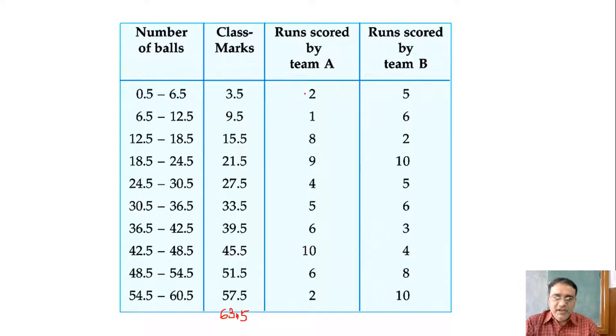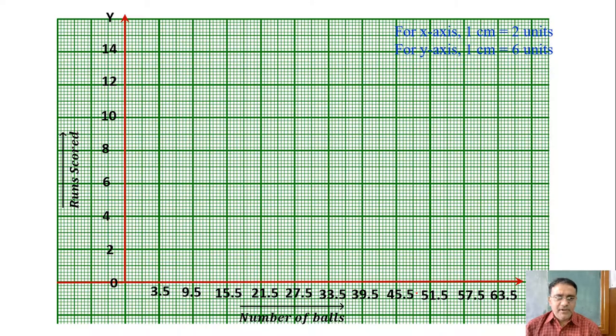Okay, so now we have to plot for team A. We are starting for team A. So 3.5, 9.5, 15.5. We will take a class unit of 6 for the x axis, and for the y axis we can take up to 10. But our graph is very small, so I will take 2 units. Okay, so is this clear, the units? Yes, sir. Okay, here one we cross because we started from 3.5.